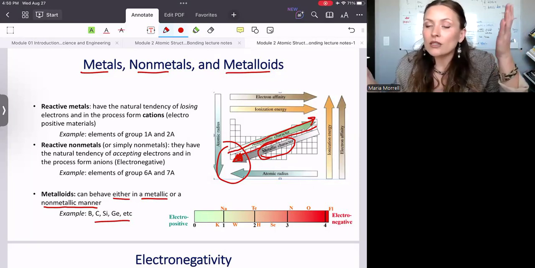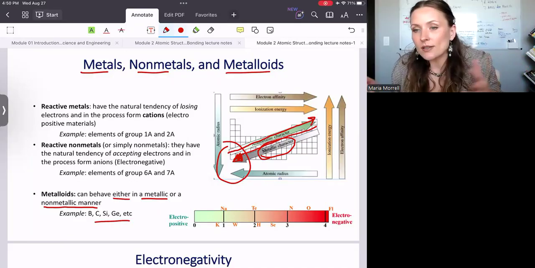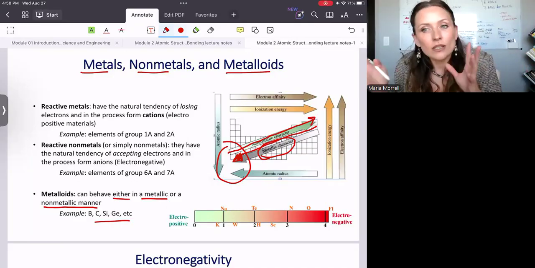They are also usually the larger they are in size, but the reason they are larger in size is because they're hosting more and more electrons, right? So hopefully that makes sense.